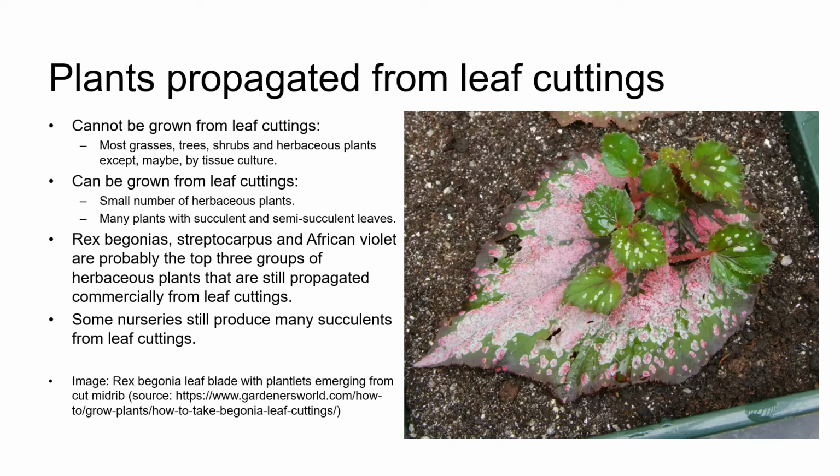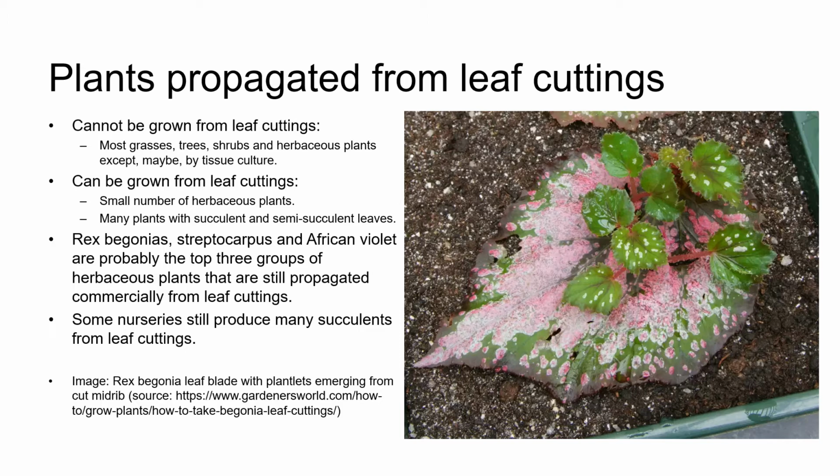So let's look at the type of plants that we can grow from leaf cuttings. Most plants can't be grown from leaf cuttings. This includes most grasses, trees, shrubs, and herbaceous plants, although some of these can be grown from leaf cuttings by micropropagation techniques, which we'll talk about in another module on tissue culture.